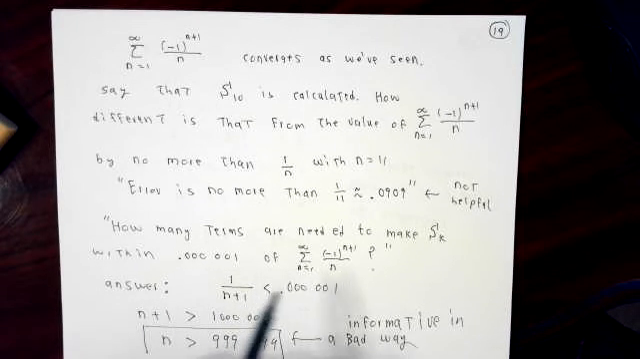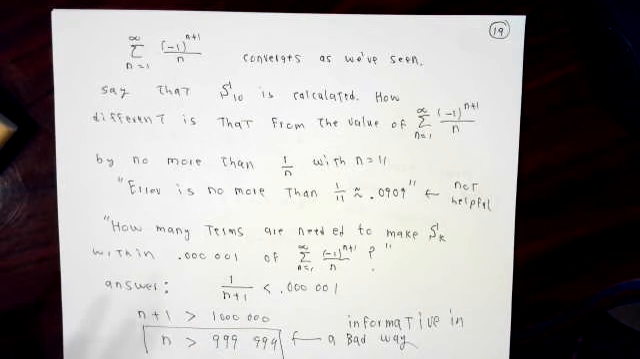How many terms are needed to make Sk within 0.000001 of the infinite series? I should have written k here instead of n. The next term, I should have written 1 over k plus 1, but I wrote 1 over n plus 1, so we'll go with that. I want 1 over n plus 1 to be smaller than 1 millionth.